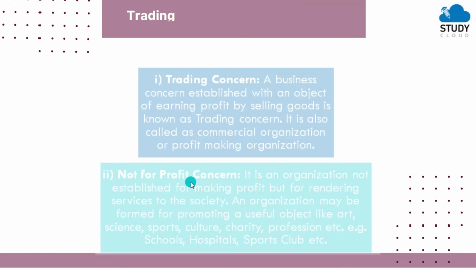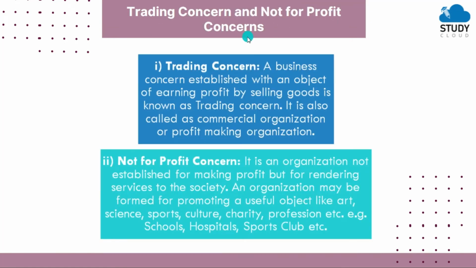The next is trading concern and not for profit concern. In simple terms, all those organizations which do business or which sell goods or services to earn profit, whose main objective is to earn profit, are known as trading concerns. It is also called a commercial organization or profit making organization. Then there are not for profit concerns. All those organizations whose main objective is not to earn profit but to provide service to the society are known as not for profit concerns.